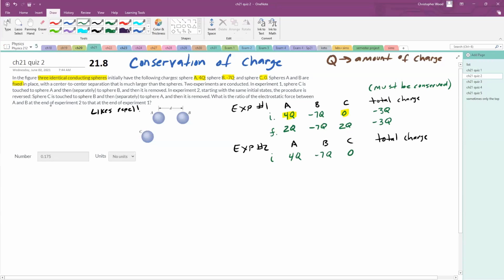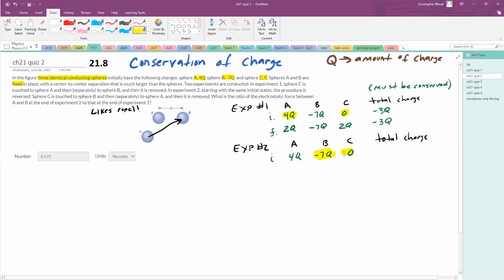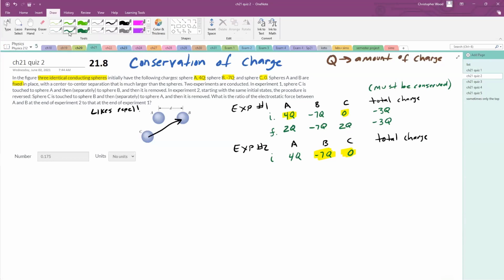The procedure is reversed. Sphere C is made to touch sphere B. So now I'm touching C to B. All right, so if I do that, I am now looking at B and C interacting. And as soon as they interact, this is what happens. Sphere C, again, has a giant vacancy sign. So sphere C looks like, again, ripe for occupation.